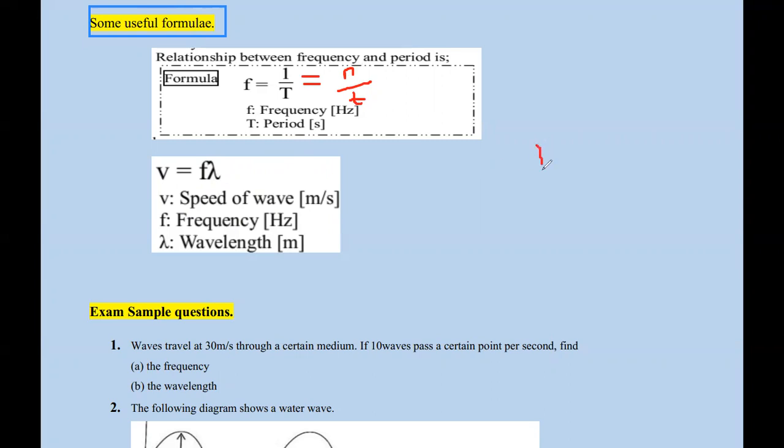Now, once you have the frequency, and we know that from a wave we can get the lambda. Once you have the lambda and you have the frequency, okay, let me bring you to this. Come to think of this. We have a wave.